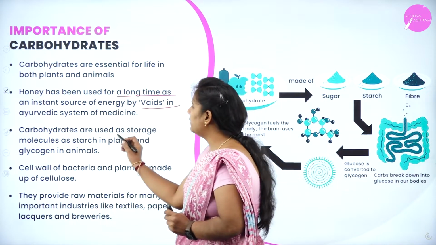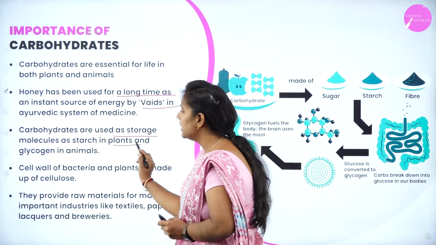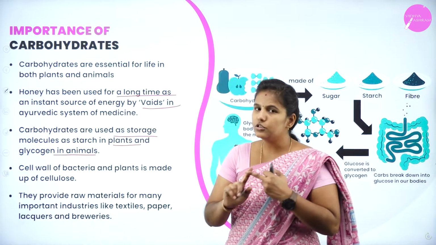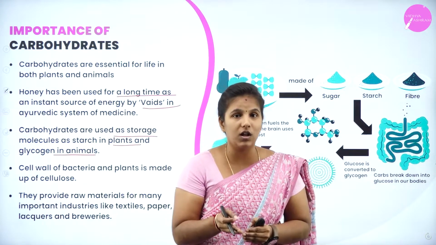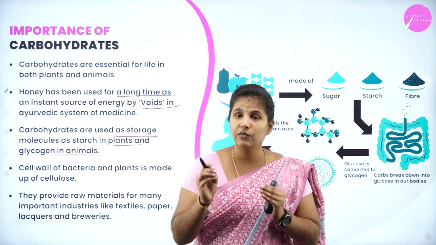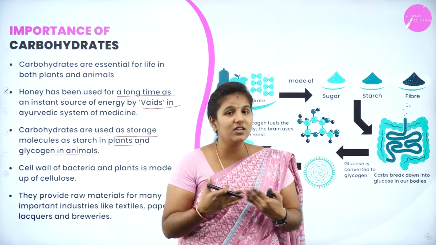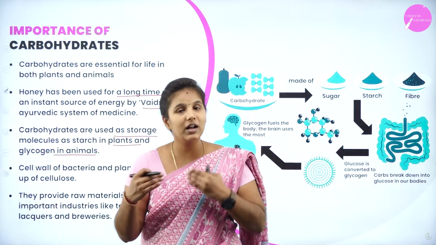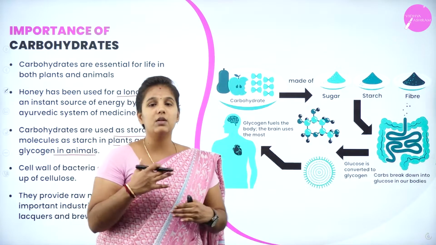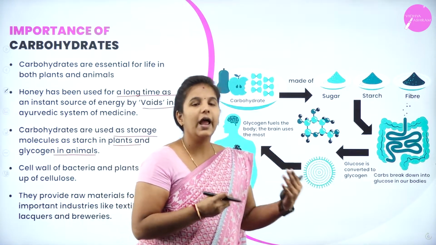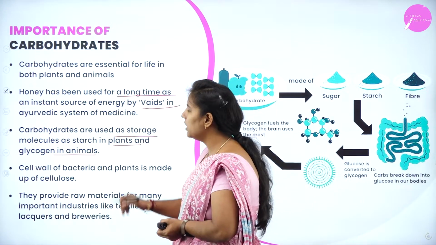Then carbohydrate is used as a storage molecule, as starch in the case of plants and glycogen in the case of animals. So just now we have understood that plants store it especially in the cell wall. Is it right? In the form of cellulose. Whereas animals can also store carbohydrate as an energy molecule, especially in the liver, the muscle, as well as the brain. When the body needs energy, it will be converted into glucose and provided to the particular site. So that is another important use of carbohydrate.